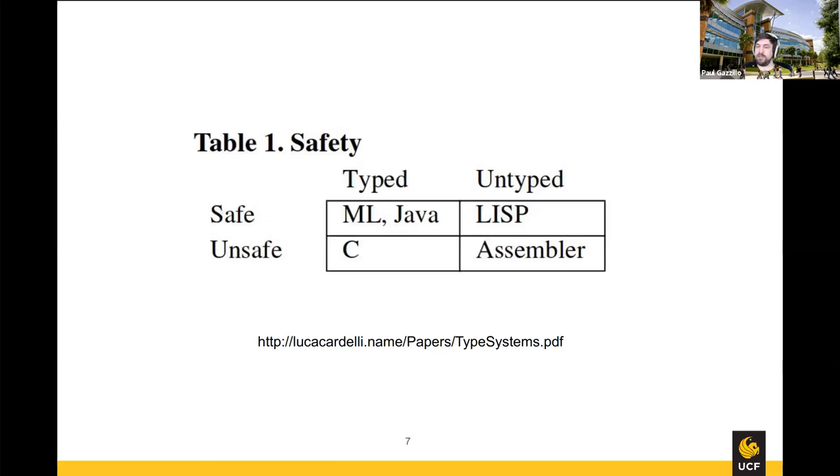So here's a paper from Luca Cardelli, who did some seminal work on formalizing type systems, and that's where I got a lot of this content about these different distinctions between languages. He has this nice table that shows the distinction between typed and untyped languages and safe and unsafe languages. The safe and typed languages are languages like Java or ML, which is a functional programming language. And untyped but safe languages like Lisp, because Lisp only has one data type and doesn't have to do any checking.